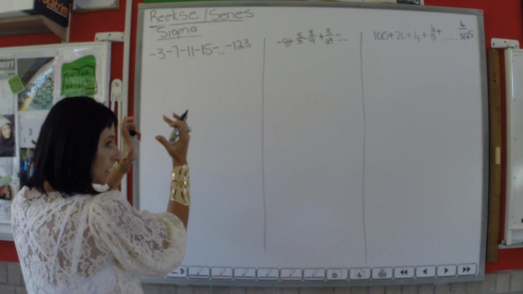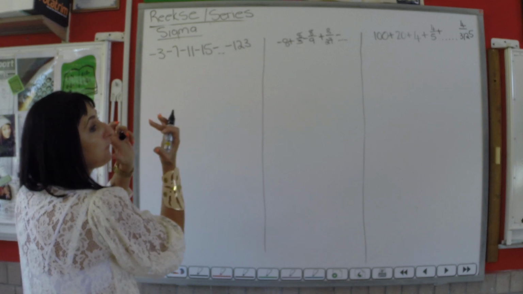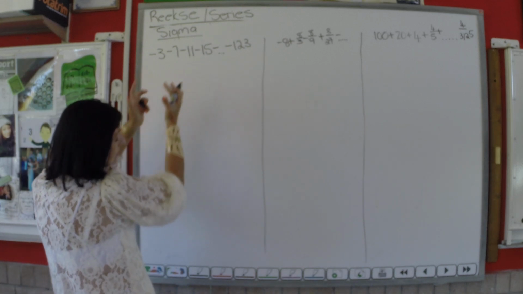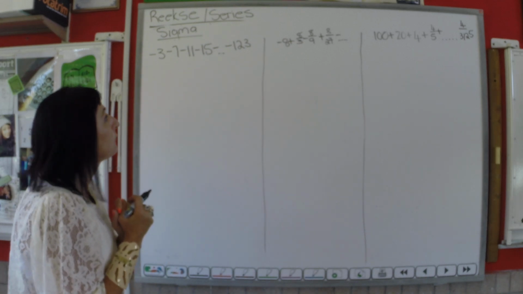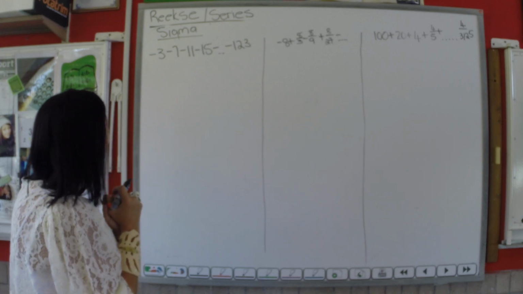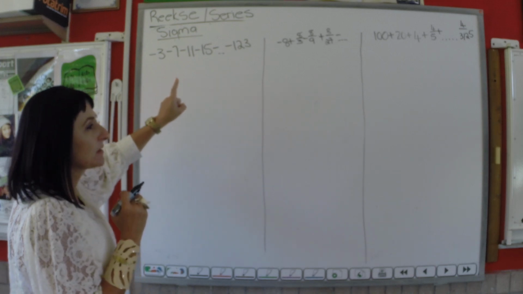So the first thing I need to determine: what's the little body that goes next to the sigma sign? That's going to be the formula to create this. And to get that formula, I first have to see whether this is arithmetic or geometric.